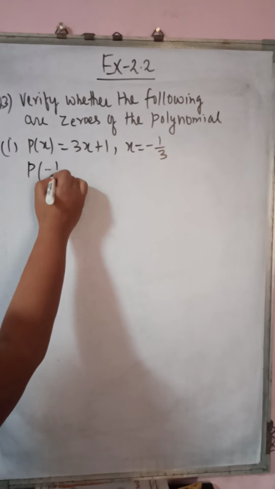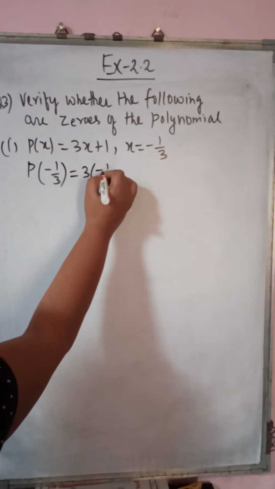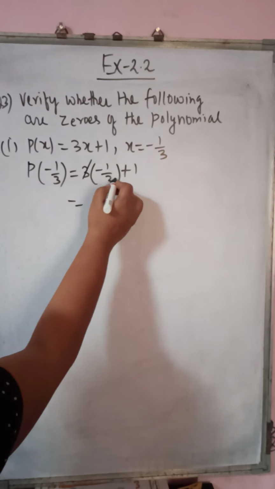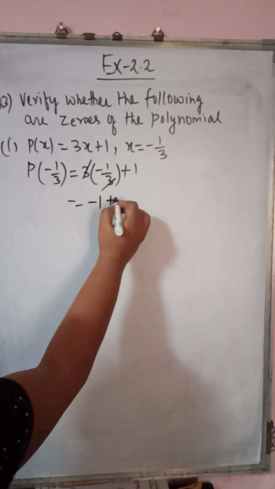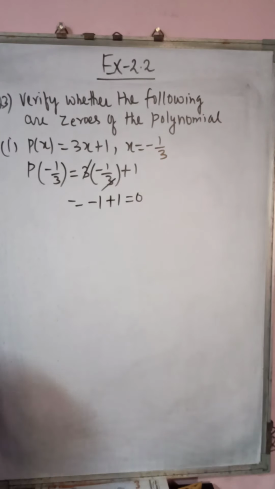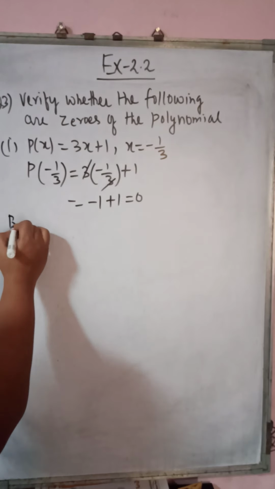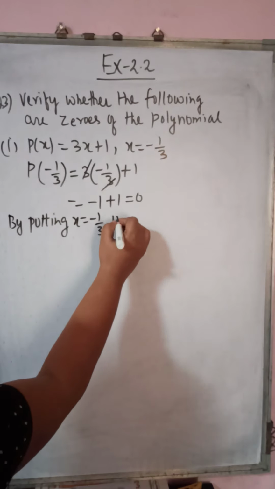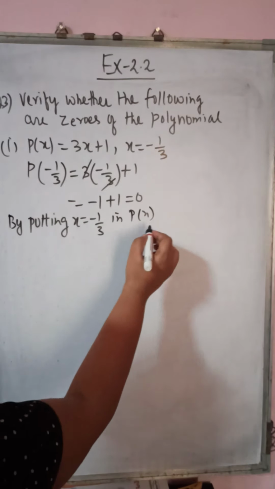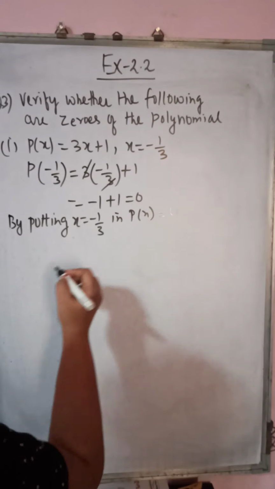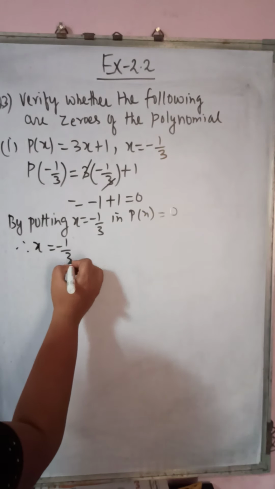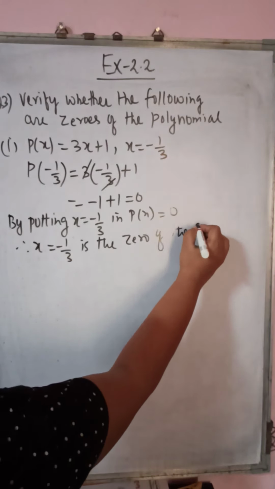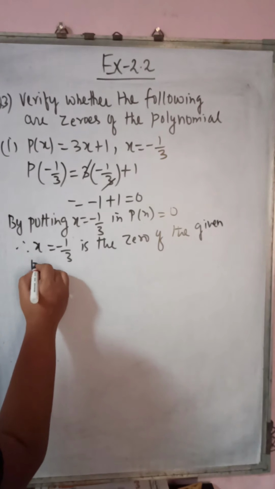So P of minus 1 by 3. In place of x you'll put minus 1 by 3 and check your answer. So 3 into minus 1 by 3, this 3 can get cancelled. So minus 1 plus 1, it is equal to 0. So we got 0 by putting x is equal to minus 1 by 3 in P of x, equal to 0 we are getting. Therefore x is equal to minus 1 by 3 is the zero of the given polynomial.